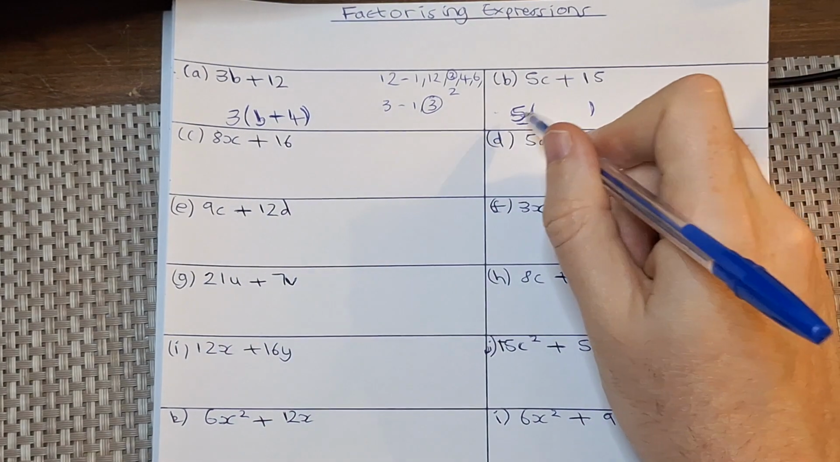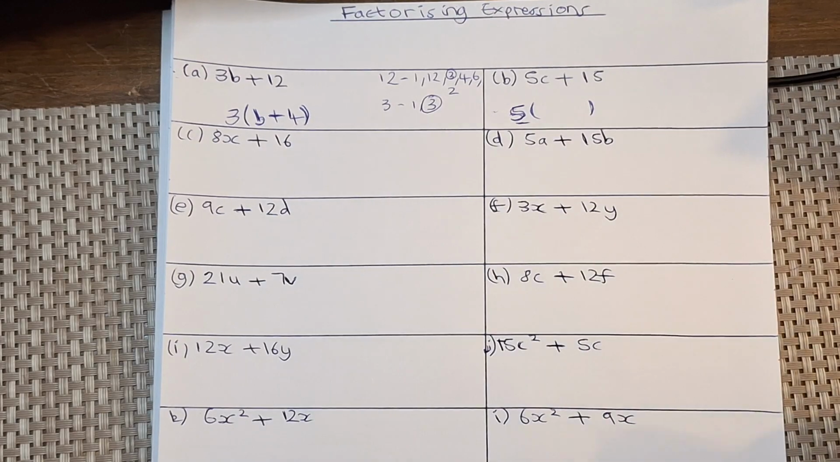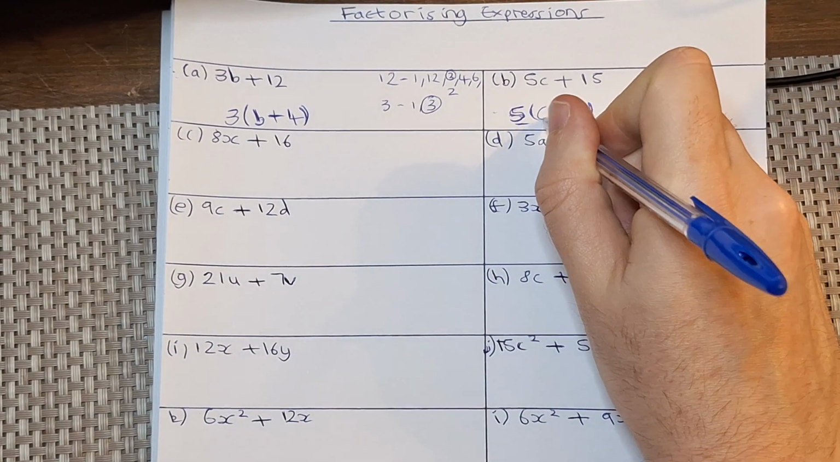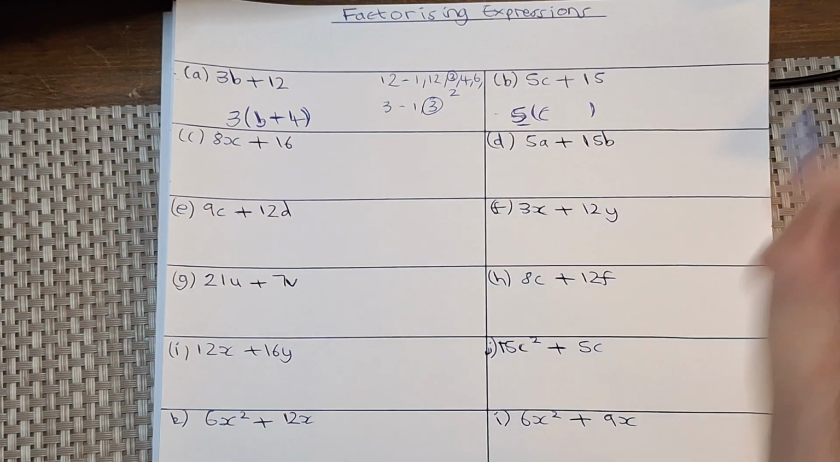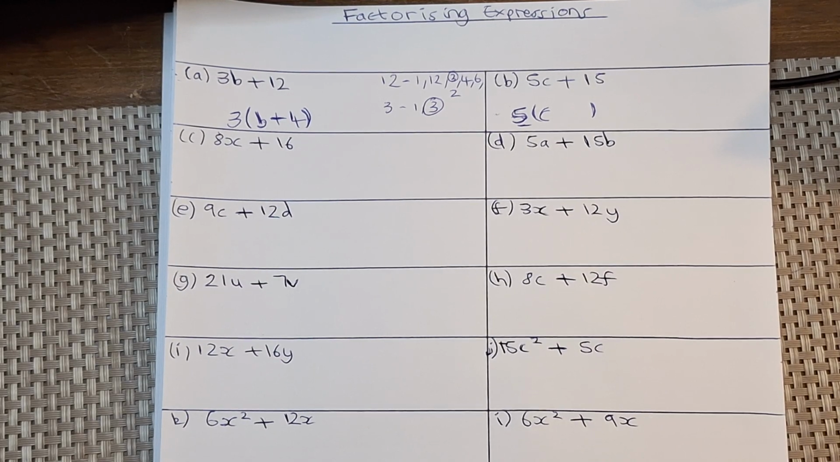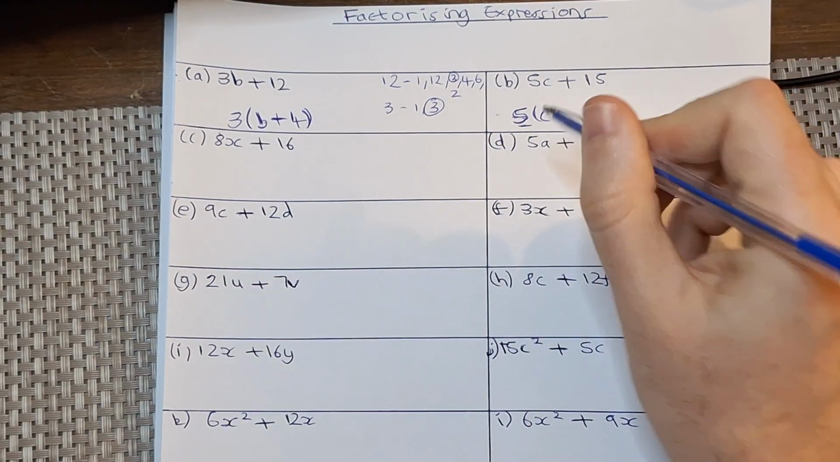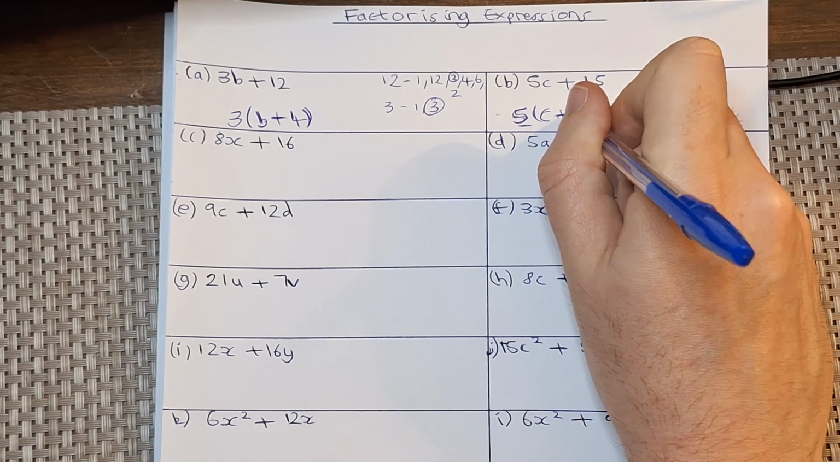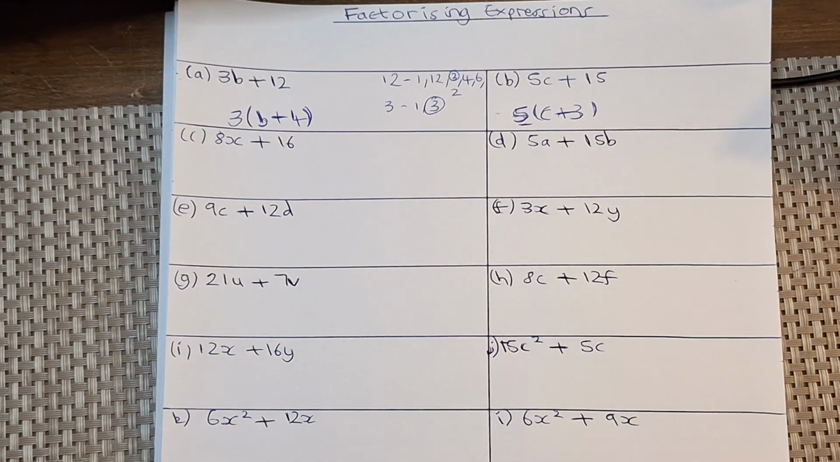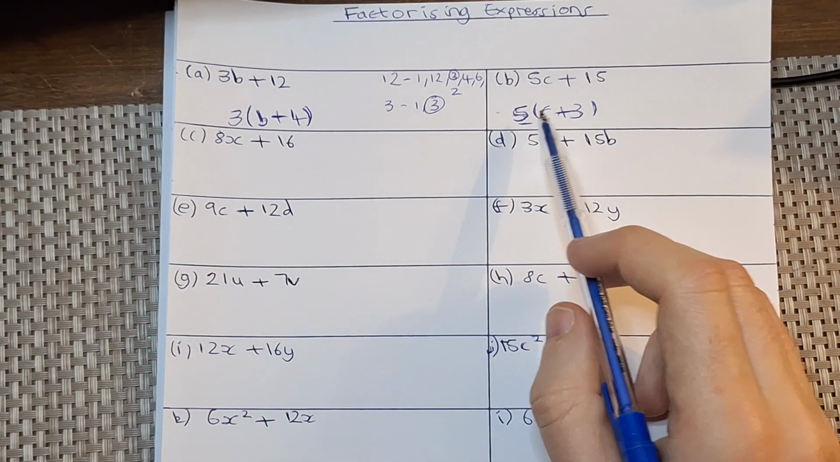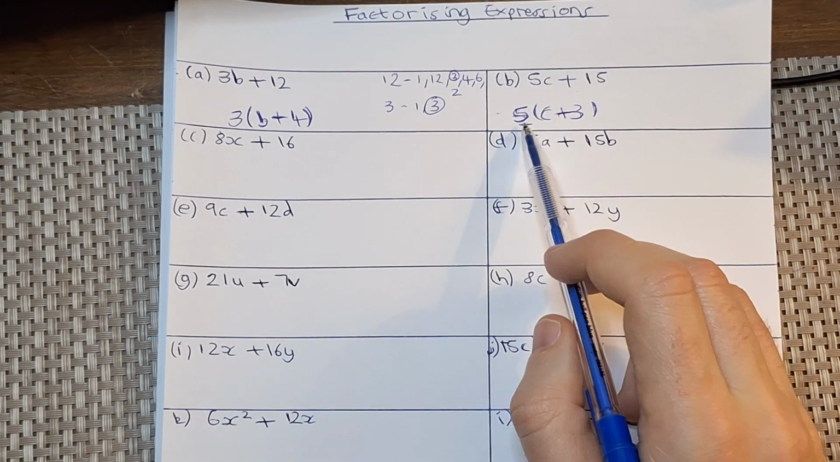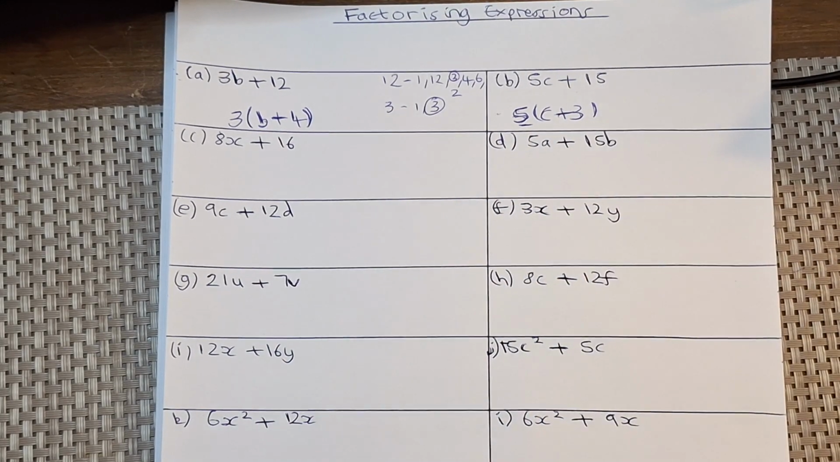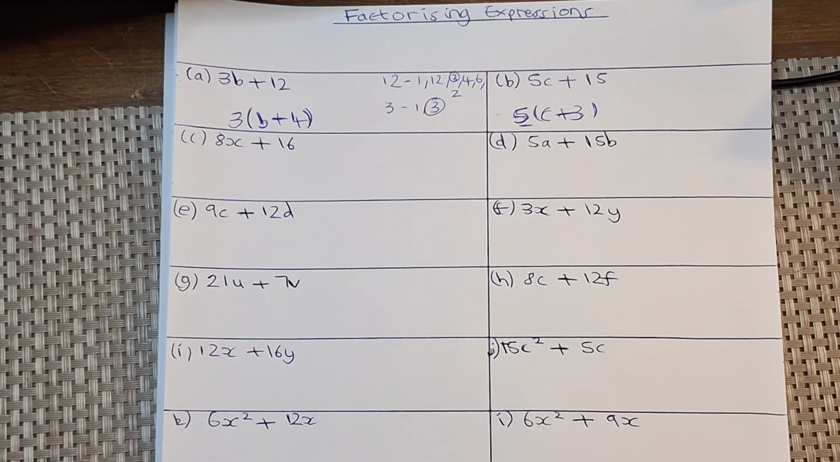What do I need to multiply 5 by to get 5c? Simply c, because 5 times c is 5c. And what do we multiply 5 by to get 15? It's 3. Again, if you want to check, simply multiply out: 5 times c is 5c, 5 times 3 is 15. That's your check.